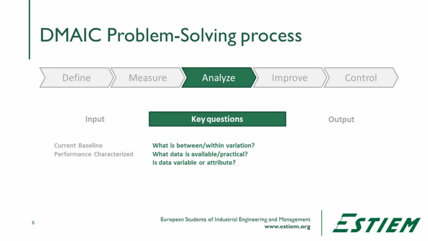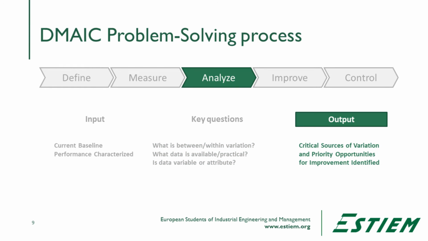And so as a green belt, you'll be choosing the tools. You'll be guiding the team through the use of those applications. And the output of the analyze phase is we should have a set of critical sources of variation identified. We should understand the priorities of things that we need to take a look at for improvement. And we then take that into the improve phase.